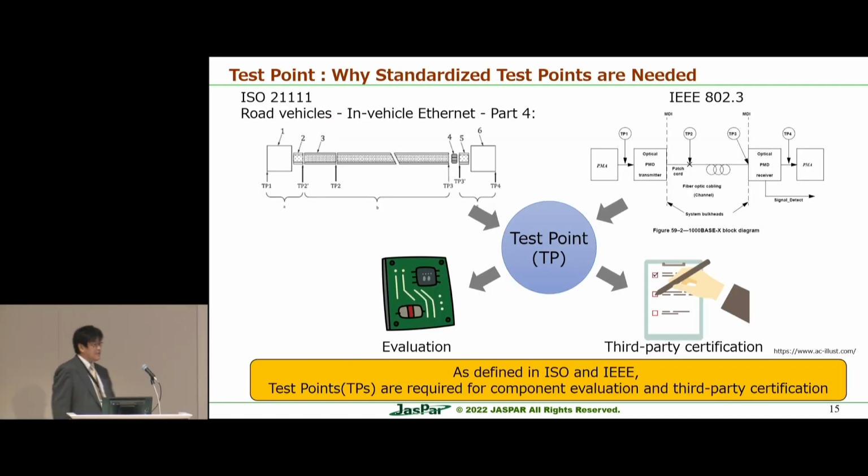So, okay, this is my turn, and I'd like to introduce why the standardized test points are needed. Currently the ISO 21111 series specifies the Ethernet technologies, like here, and special test points like TP1 to TP4 here. On the other hand, the IEEE 802.3 committee also specifies the test points TP1 to TP4. The reason why we need the test points is to evaluate the system, as well as the component level. And also, interoperability is needed.